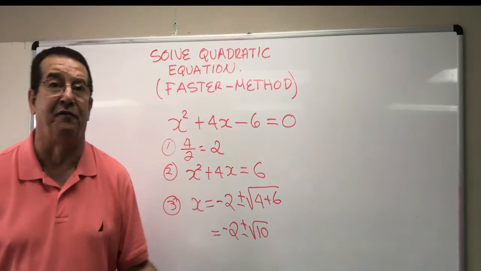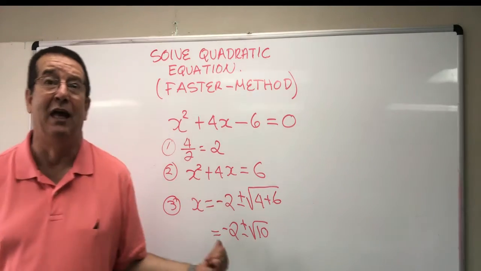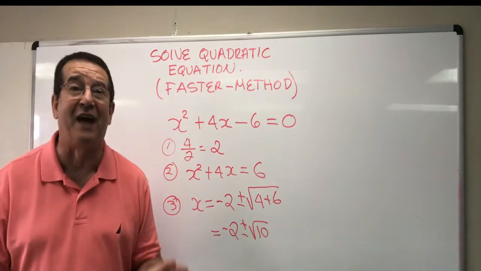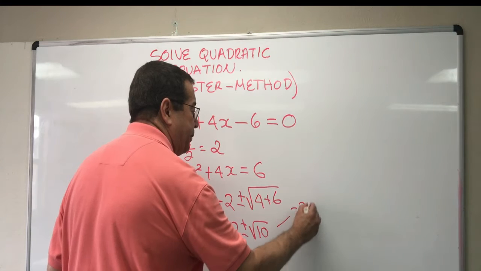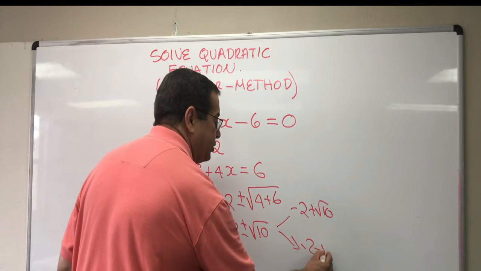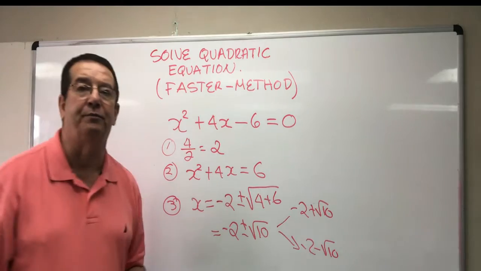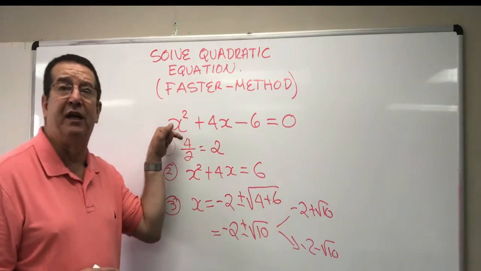Very simple, very fast, very easy. I don't know why many teachers complicate teaching this situation. It's very, very easy. Now finally I have two solutions: negative 2 plus square root 10 and negative 2 minus square root 10. My two solutions. Okay? Maybe you're asking, well, what happens when the coefficient here is not 1?